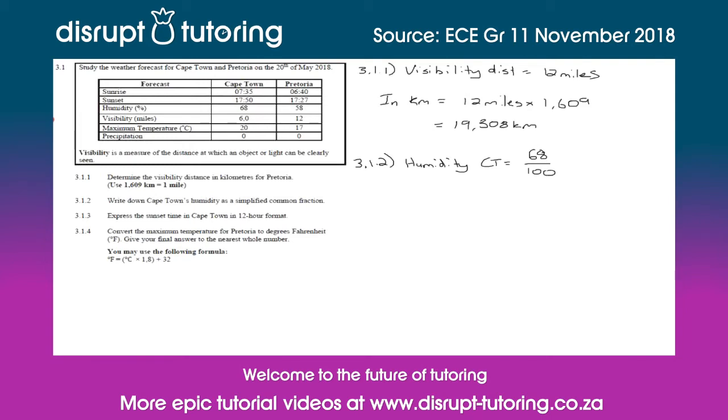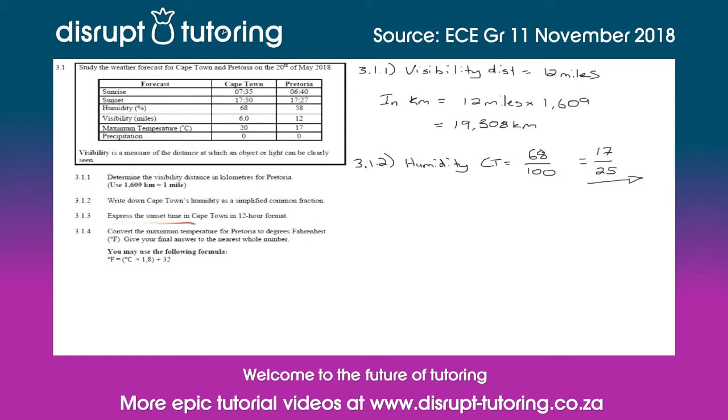Now it needs a simplified fraction. You can put this in your calculator and it'll simplify it for you, or we can find a common factor in both, which would be 4 in this case. So 68 divided by 4 will be 17, and 100 divided by 4 will be 25. But you can do this in your calculators. Scientific calculators should simplify it for you. So that is the simplified fraction. Then on to the next.